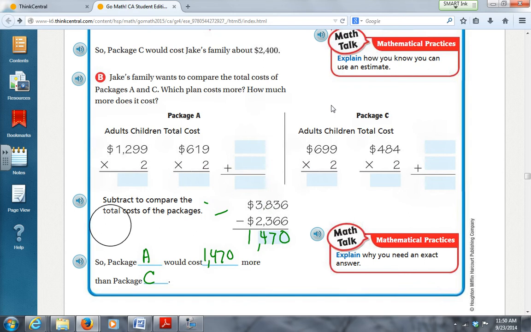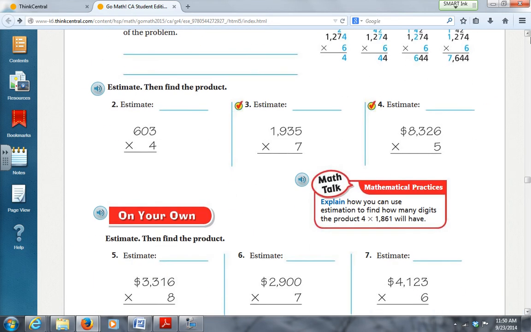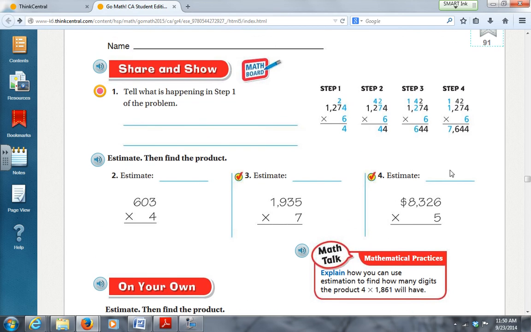All right, let's do a couple together before you break off and do it yourself. All right, so the first one, problem number 1, asks us to tell what is happening in step 1 of the problem. This is where you need to use your words to explain. What is happening in step 1 of the problem?